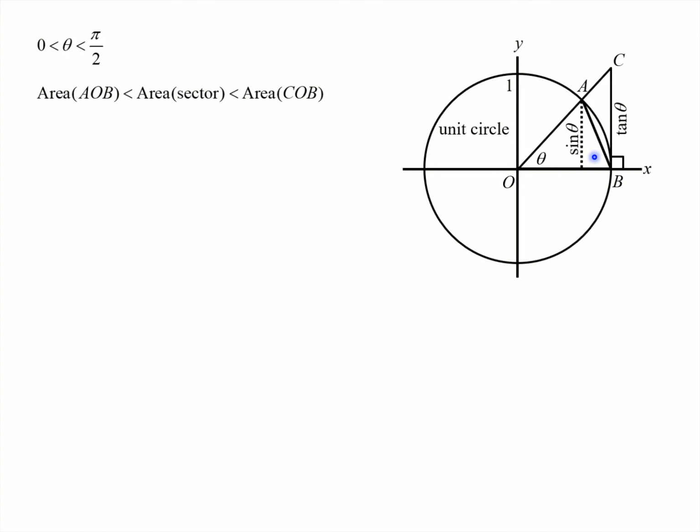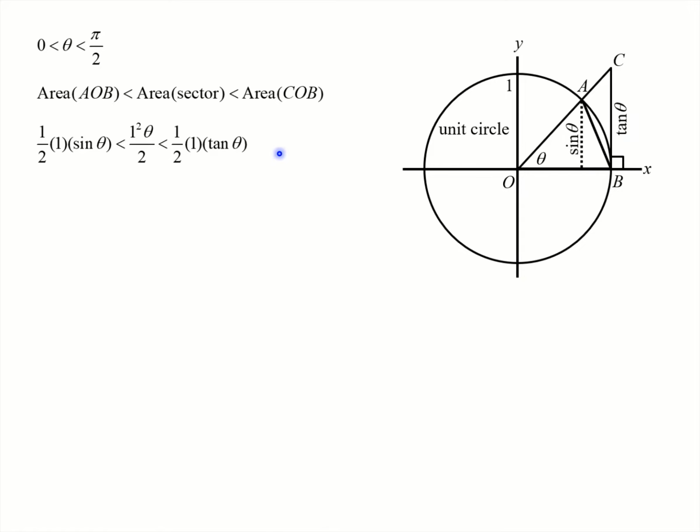So let's just write this all down. The area of the sector, remember, the area of the sector is r squared theta over 2. Well, r squared, that's 1 squared because we have the unit circle. So that's the area of the sector. And the area of that big right triangle called COB is 1/2 base times height. 1/2 base is 1 because we're on the unit circle, times the height, which is tangent.